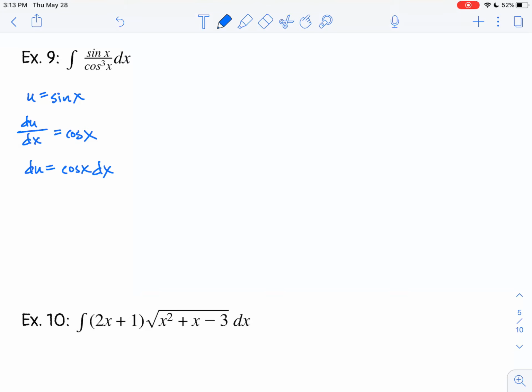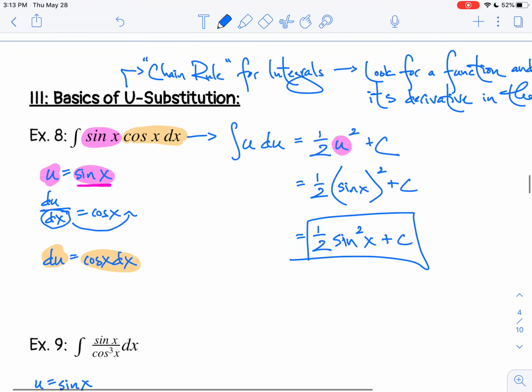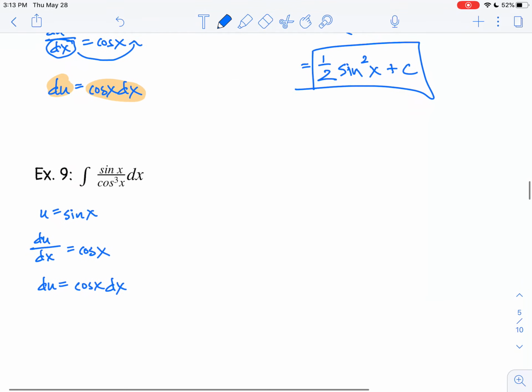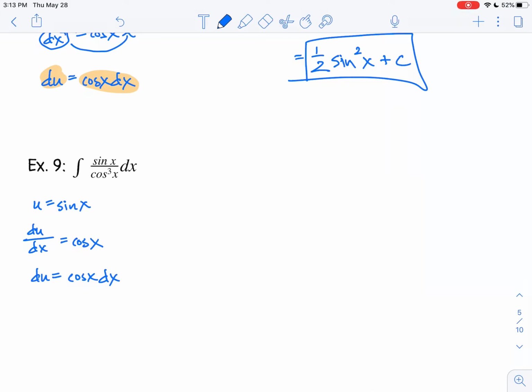Okay? Now remember what we're looking for. Let's go back to the previous problem real quick. We're looking to substitute the whole thing. Okay? Now this dx is in the numerator. It's not in the denominator. But when I look at this, I can't match cosine x dx because the cosine is on the bottom and the dx is on the top. So when you get to a situation like that, just try doing it the other way.